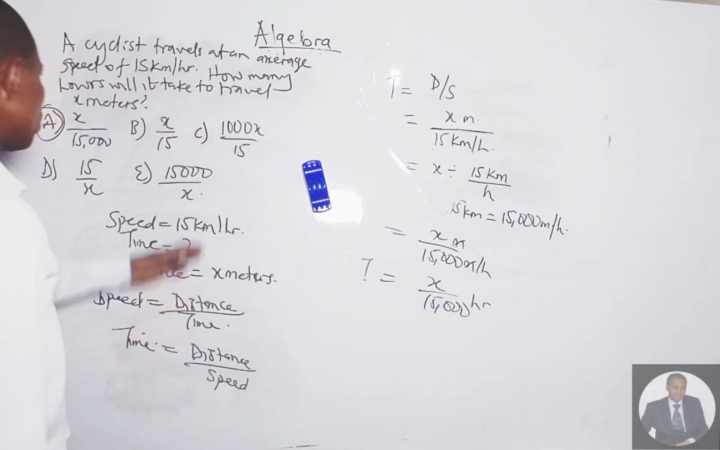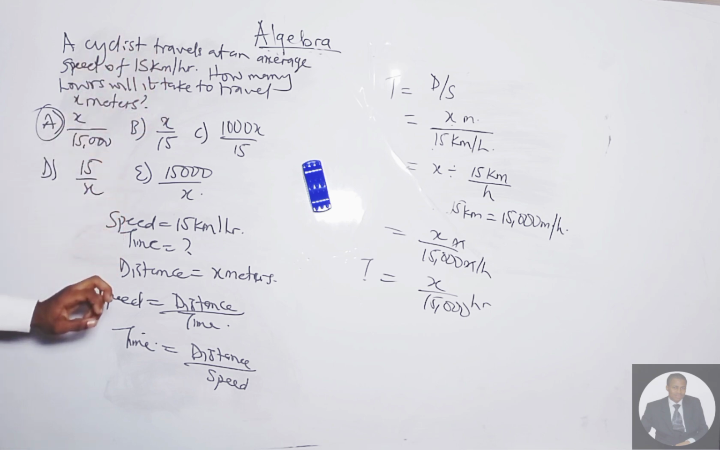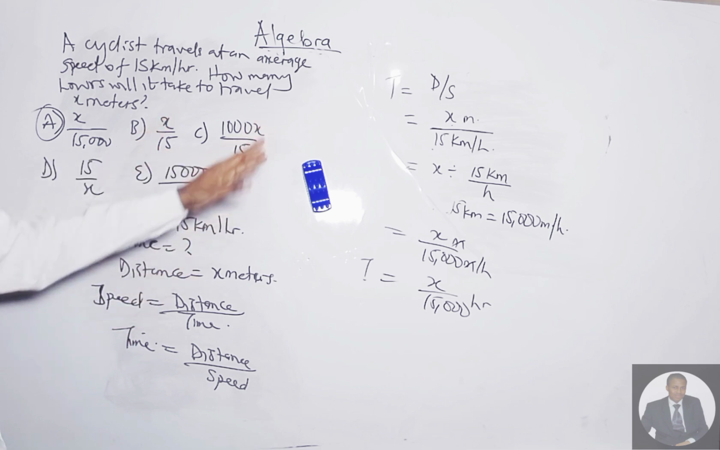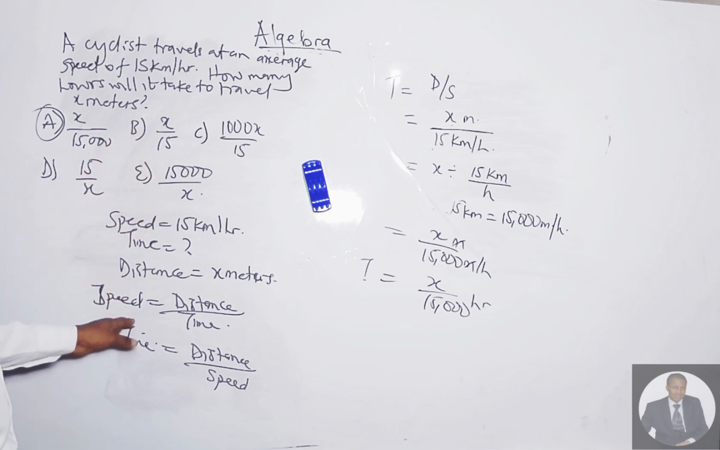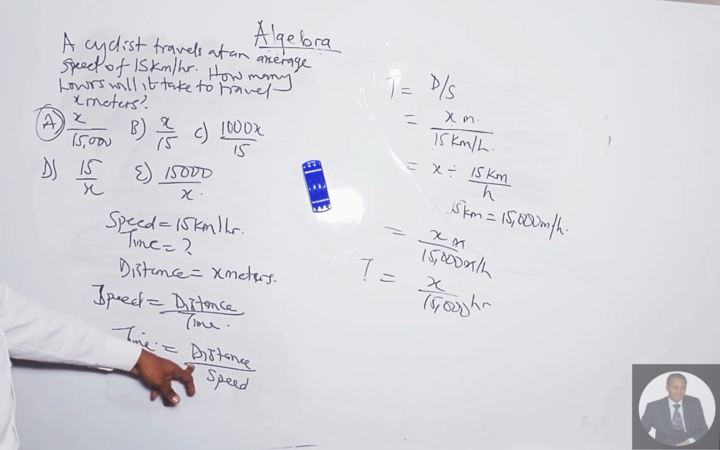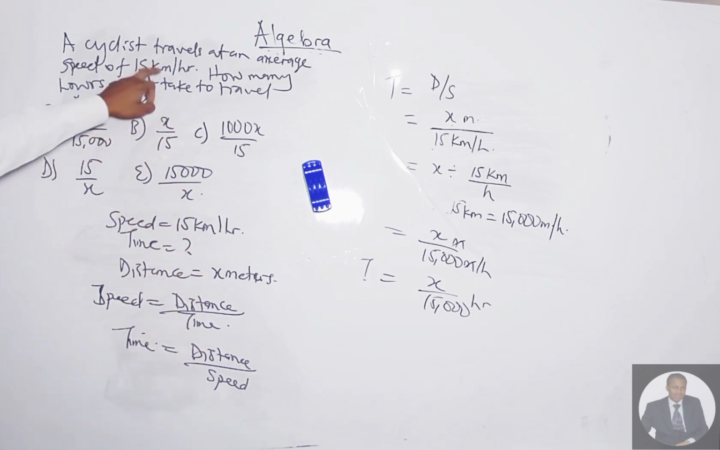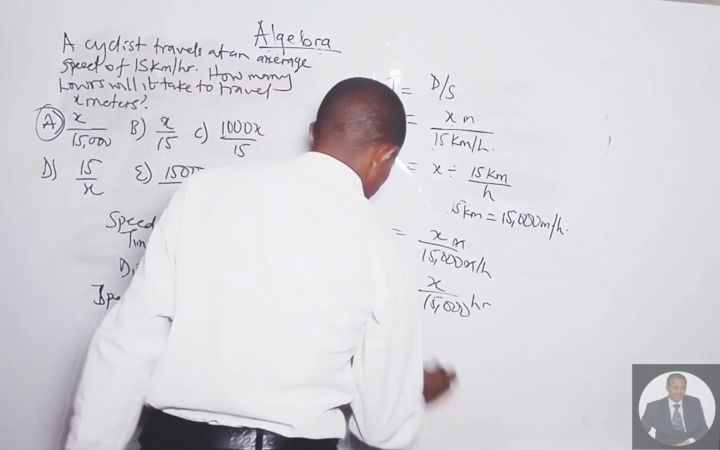So we need to also recognize and give attention to the units. If we just went ahead to say time is equal to distance over speed, and just say what's the distance? X divided by 15, X divided by 15 would have come here. But we need to convert this to meters. That will be 15,000 meters. So that gives us this answer.